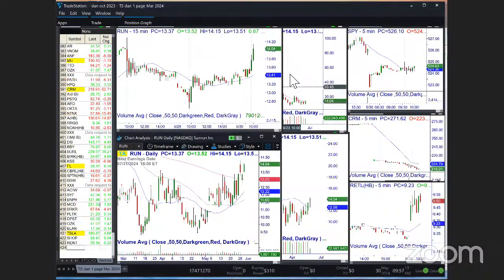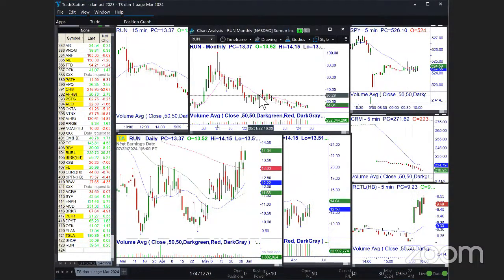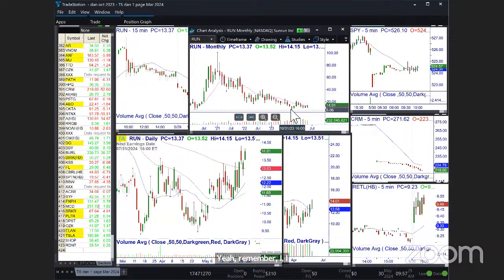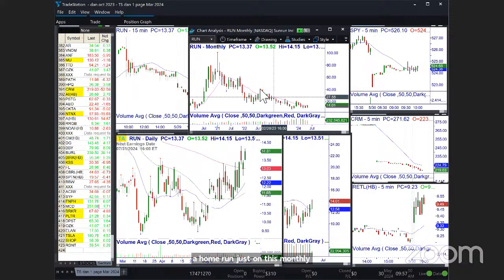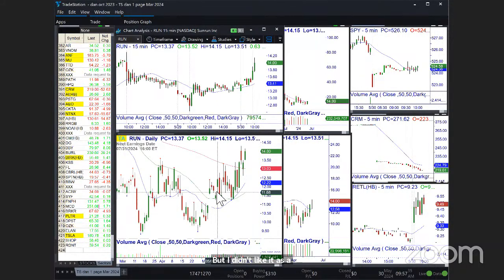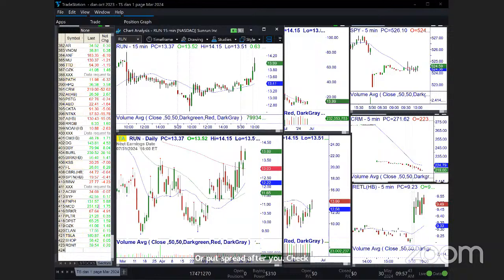Yeah, remember I emailed you and Sam saying it could be a home run just on this monthly reversal, but I didn't like it as a directional, so I gave it as a naked put or put spread. I forget. Check the spreadsheet. All right, ignore that. I gave the wrong expiration. Hold on, it's June 7th.